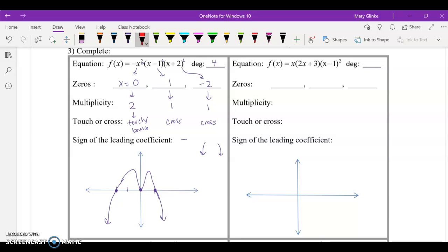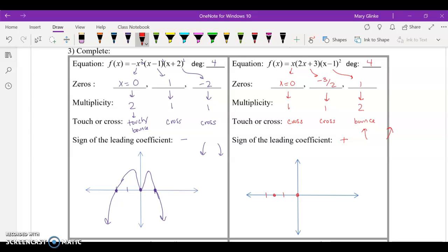For the next one, we have 1, 2, 3, 4 for our degree. Our leading coefficient would be positive, which means our graph should point up in both the left and the right. Your zeros happen at 0, -3/2, and +1. 0 happens once, -3/2 happens once, and 1 happens twice. So any odd multiplicity is going to cross, any even multiplicity is going to bounce.